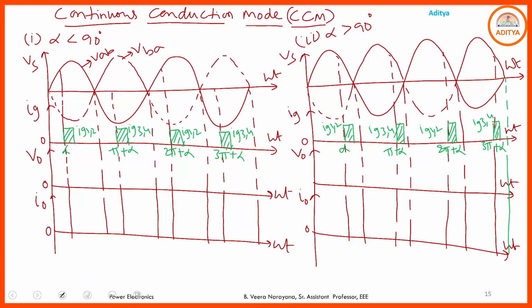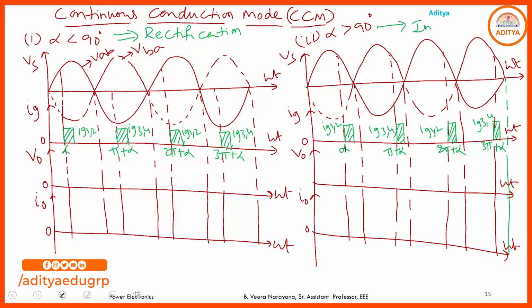First we go through the continuous conduction mode operation. If the bridge type fully controlled converter operates in continuous conduction mode, we will discuss the output voltage, current, waveforms and the operation. Depending upon the firing angle, if alpha is less than 90 degrees, we are able to get the rectification operation from this bridge type fully controlled converter under RL load. And if we maintain alpha greater than 90 degrees, then we are able to get the inversion operation from the same converter.